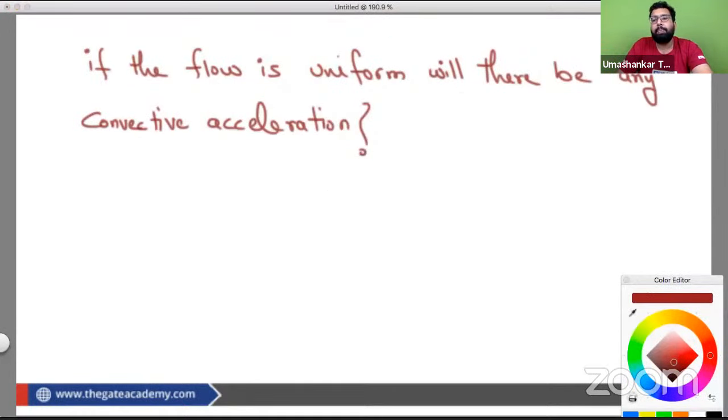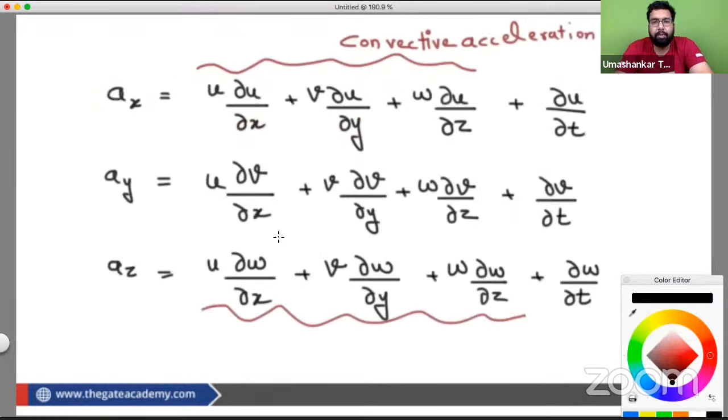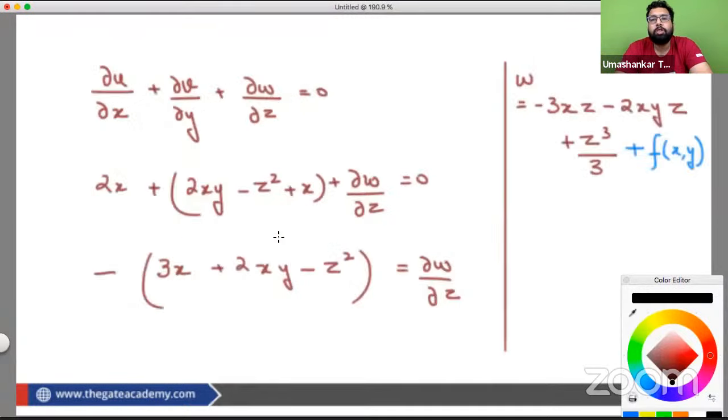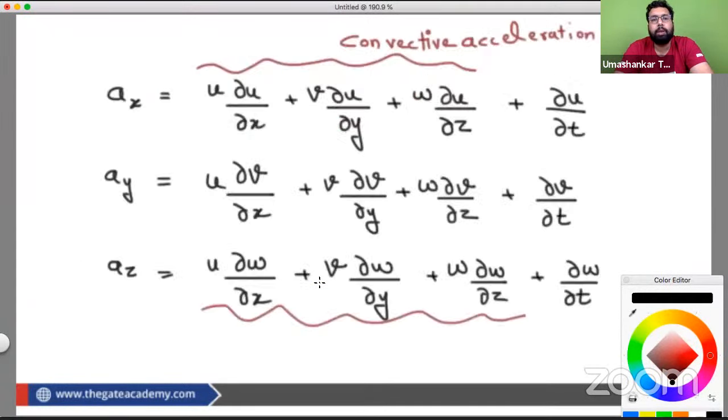So, guys, there will be no convective acceleration. Why will there be no convective acceleration? Because just now we have learned that when things are not changing with respect to space, that flow is uniform. So there is no change with respect to space, which means the acceleration is also not changing with respect to space.